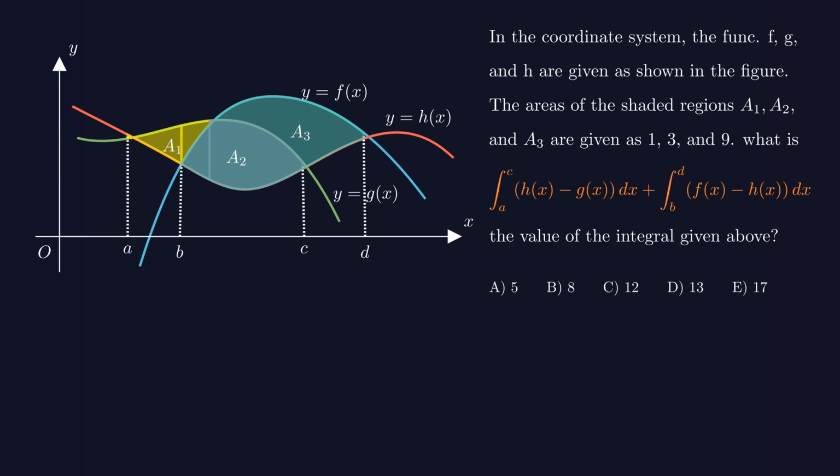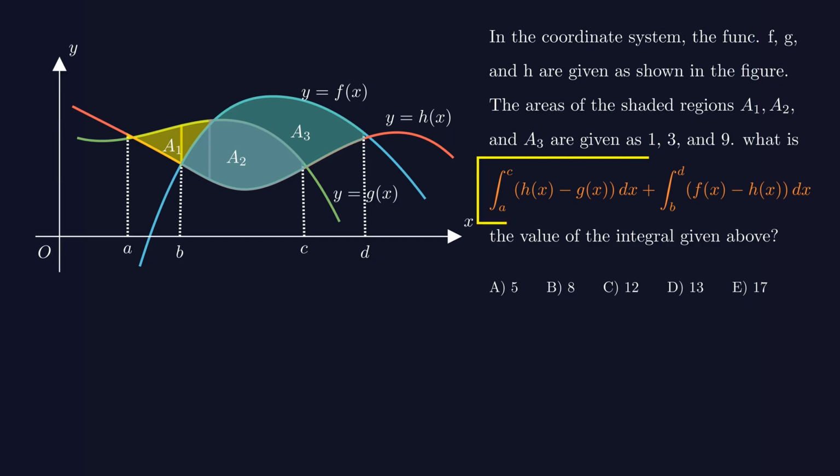In the Cartesian coordinate system, the functions f, g, and h are shown on the left. The shaded regions labeled a1, a2, and a3 have areas of 1, 3, and 9 square units respectively. We are asked to find the total of two different definite integrals.